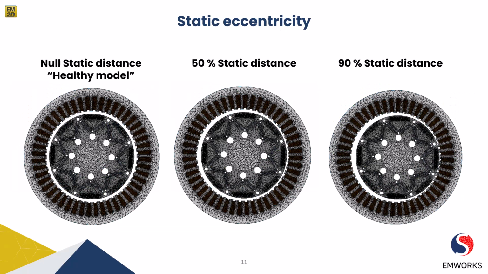So let's begin with our first type of analysis, that is the static eccentricity. And here you can see the mesh images for the different conditions. First, we have a healthy model which represents a healthy rotor of a motor with 0% of eccentricity. Next, we have mesh for a static distance of 50%, which refers to a certain degree of eccentricity between the rotor and stator. And then we have a mesh for a static distance of 90%.